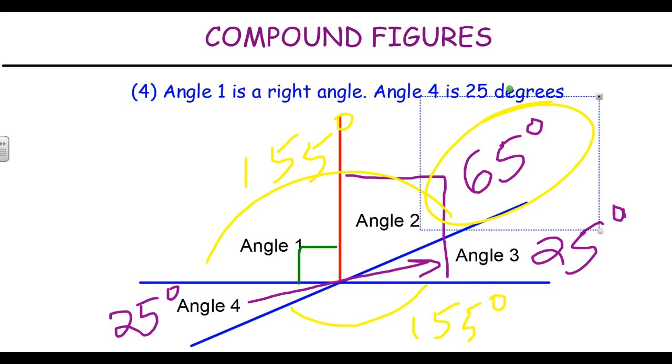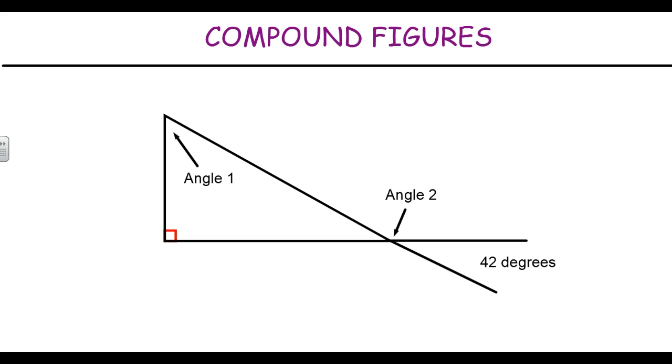Otherwise, let's continue here. Pause the video, see what you can do to solve for angle 1 and angle 2 in this figure here. So we need to know a few things. First, we need to know that a triangle itself has 180 total degrees. So that's going to be really helpful. And we need to know about vertical and supplementary angles.